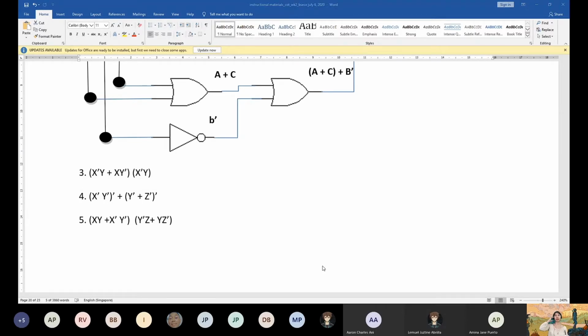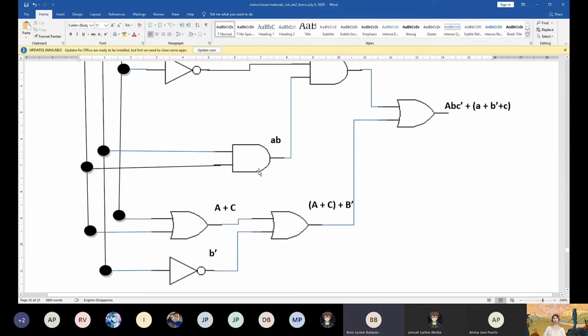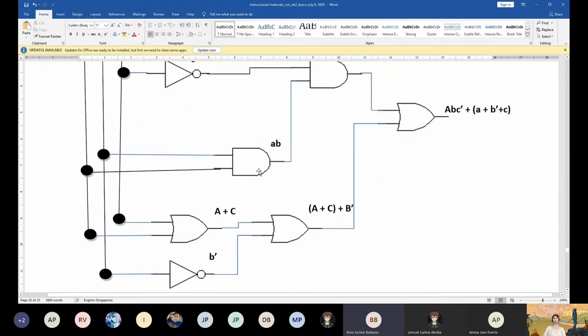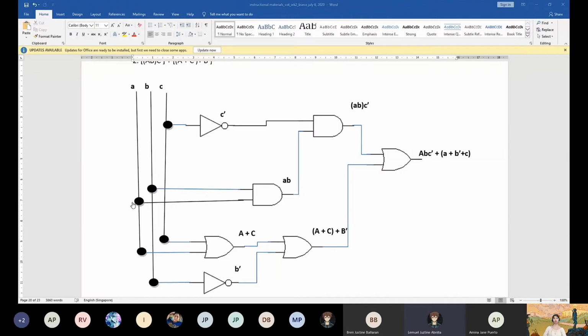Are you doing it right now, class? Yes, ma'am. Okay. Ma'am, paano po ulit yung diagram ng AND gate? AND gate. Okay na po, ma'am. Thank you po. Kita ko na po. Ma'am, paano ko po isi-send? Please take a picture and then send it through MS Teams. Okay po, ma'am.